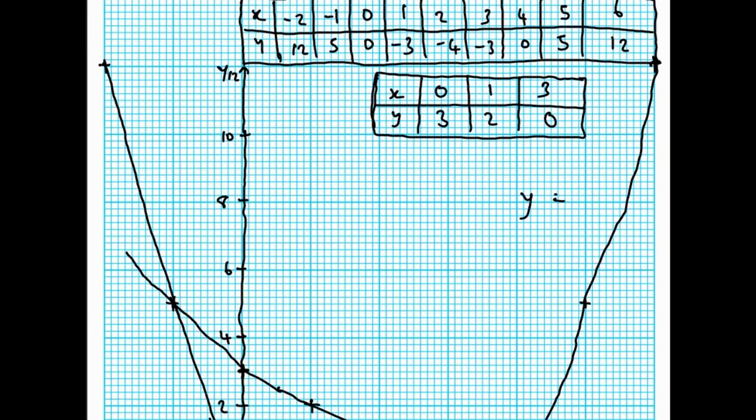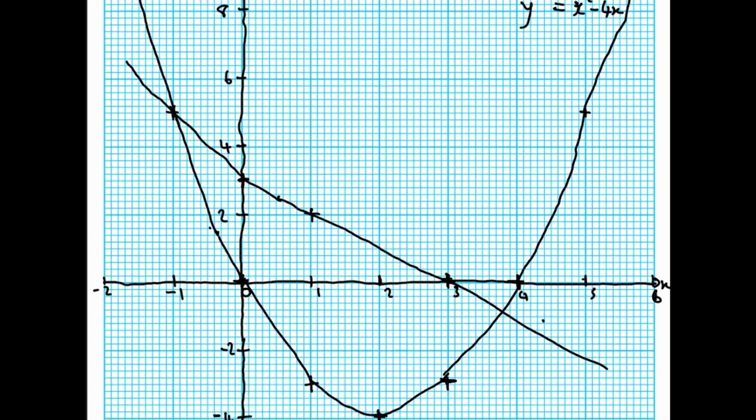So what was the equation of the curve? Y is equal to x squared minus 4x. You write the name of your graph. Then the straight line we drew is what? Y is equal to 3 minus x. Like this.